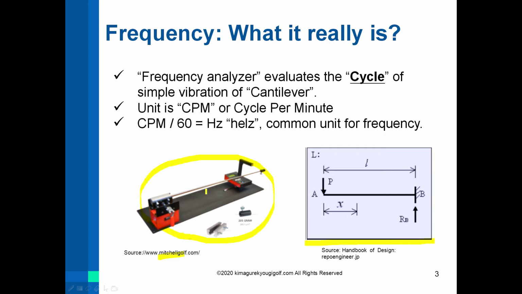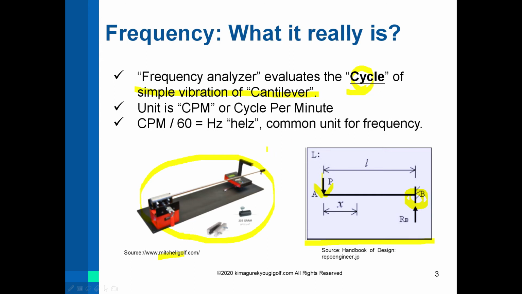What is happening here? We fix one end of the club here, and we strike the other end, and it begins to vibrate constantly. That state is called simple vibration of a cantilever. And what the frequency analyzer evaluates is a cycle of the vibration, the number of times of the vibration.